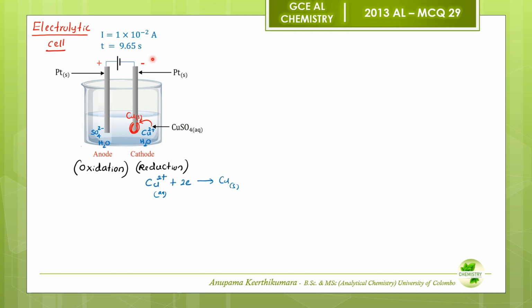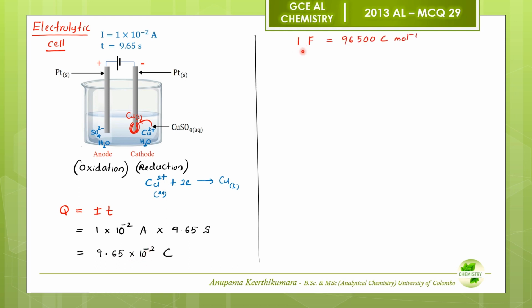First, we will calculate the charge associated with this electrolysis process. Charge equals I T. Current is 1 times 10 to the negative 2 amperes, and the time is 9.65 seconds. The charge involved in this electrolysis process is 9.65 times 10 to the negative 2 coulomb.